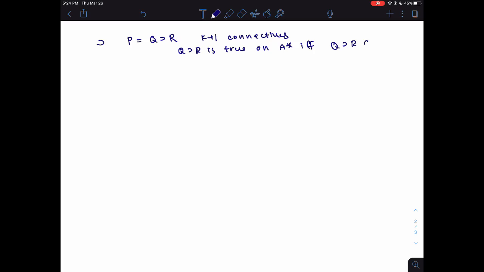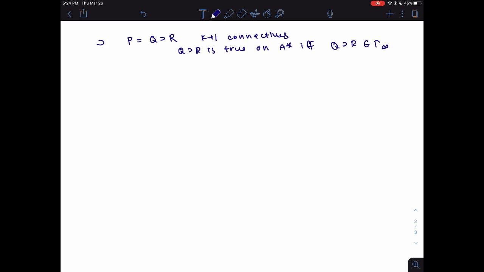Two of them are on the problem set, but we're going to do one more together, and that's the case with the horseshoe. So we're going to now say that P is if Q then R, where if Q then R has K plus 1 connectives, and we want to prove that if Q then R is true on a truth assignment A star if and only if if Q then R is a member of gamma infinity.